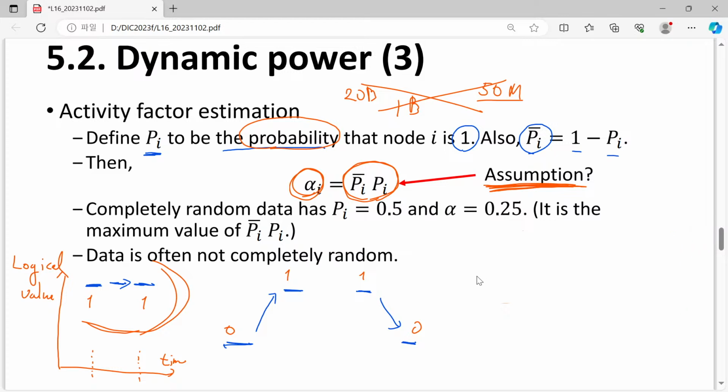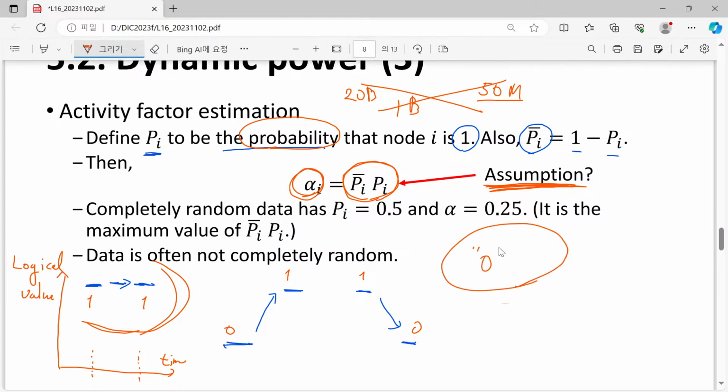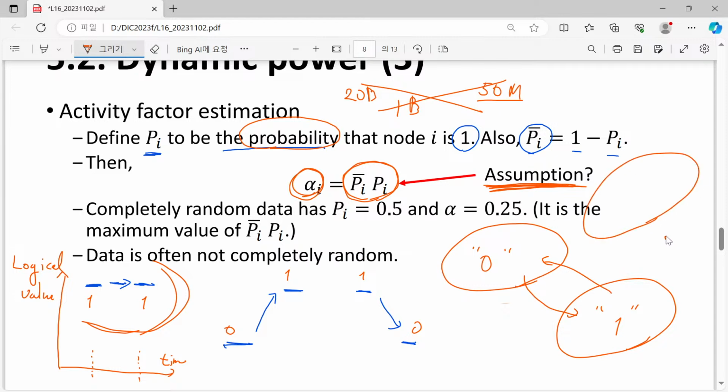Okay, so here we have a bunch of 0 valued ones, and here we have a bunch of 1 valued ones. When we have this kind of system, then we can have certain transitions. However, let's say that we have this kind of behavior, then there will be almost no switching.